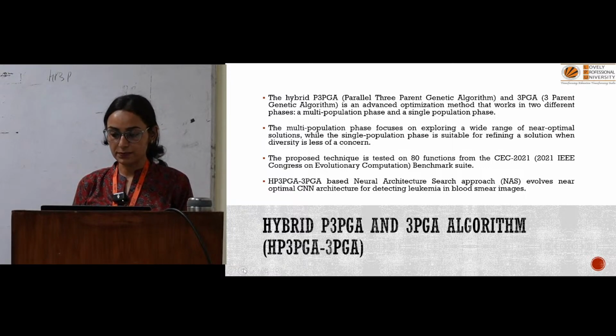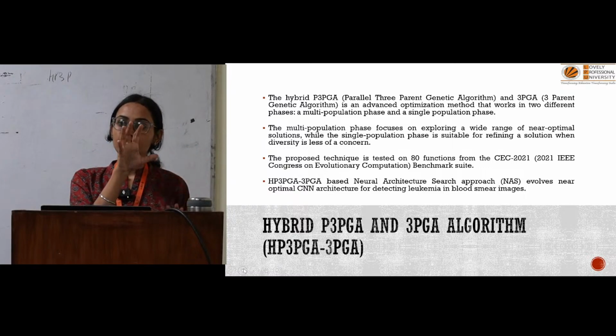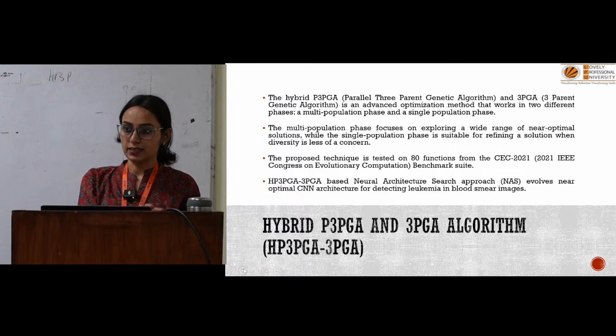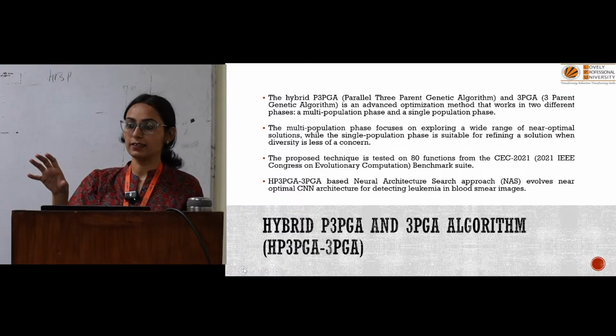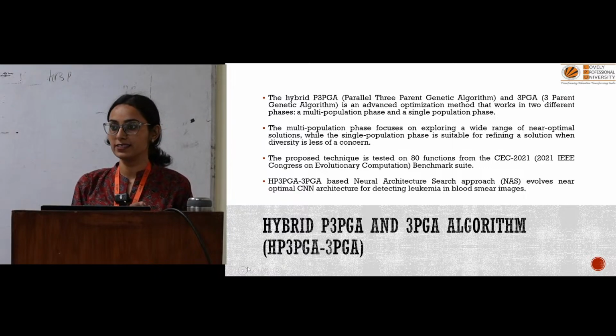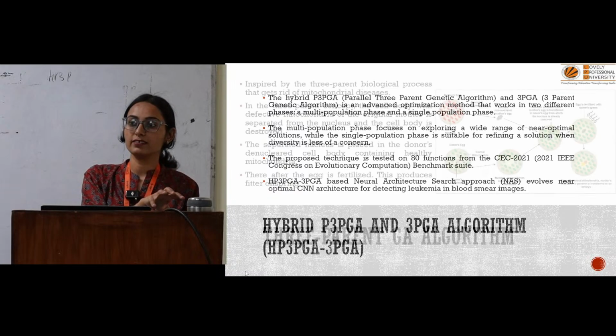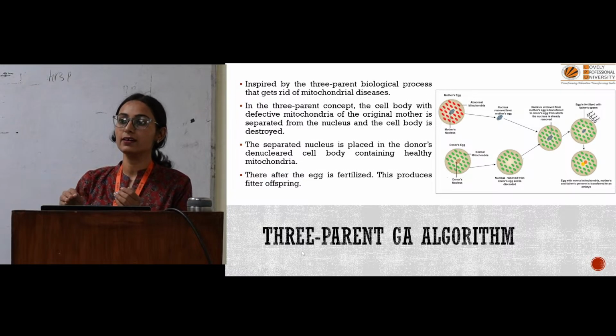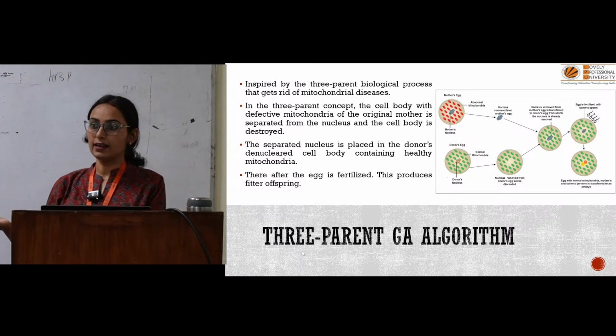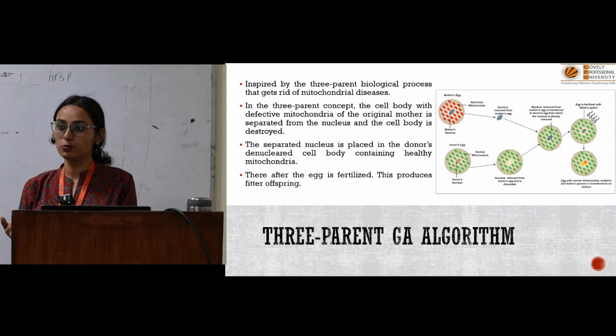Because this was the concept we have used, the 3-parent genetic algorithm. Like there is one mother, another donor, and the third is the father. Mitochondria and nucleus concept is there. Mitochondria is taken from one of the parents, then the nucleus is taken from the second parent, and then the crossover is done with the third, and after that the offspring is produced.